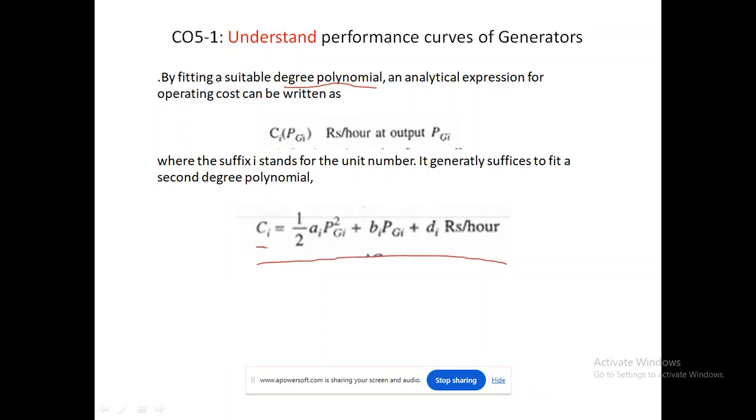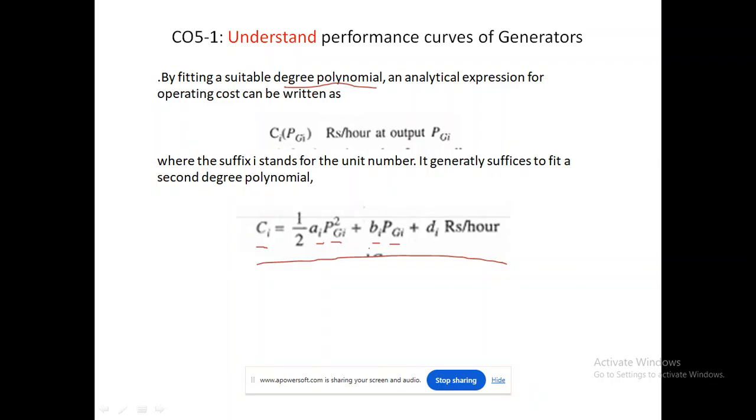Ci is the cost of the coal. Okay, half AI PGI square plus BI PGI plus DI rupees per hour. So this expression will give you, for a particular output power, what will be the cost of the coal per hour.